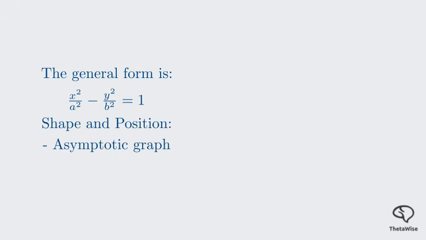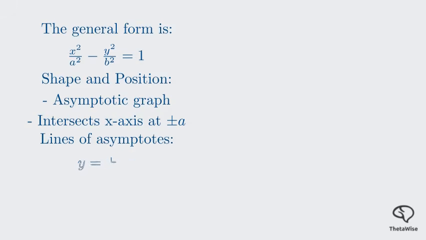The first thing to know is that it's an asymptotic graph. This means it approaches certain lines, called asymptotes, but never actually touches them. Another crucial feature is where the graph intersects the x-axis. These points are called the vertices. For a hyperbola in this form, the vertices are located at positive a and negative a on the x-axis. This value a is key to determining the graph's width.